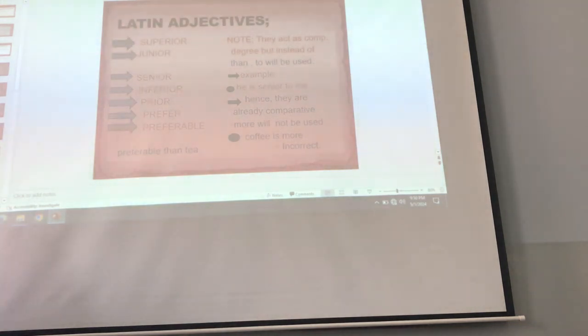The other one is: coffee is more preferable than tea. As I have already discussed, we cannot use "more" with it because these adjectives are already in the comparative degree. So it would be: coffee is preferable to tea.